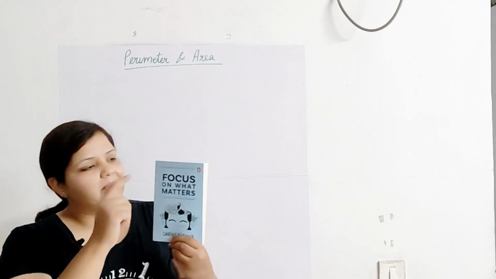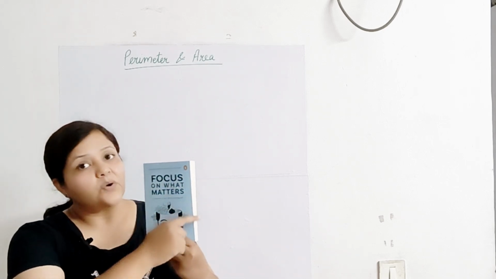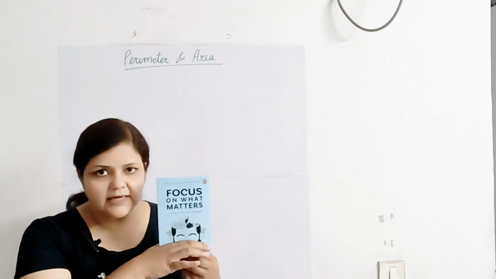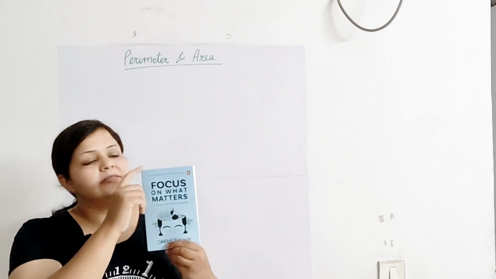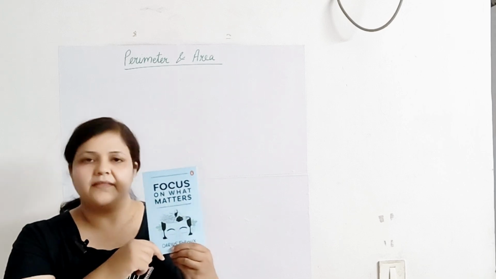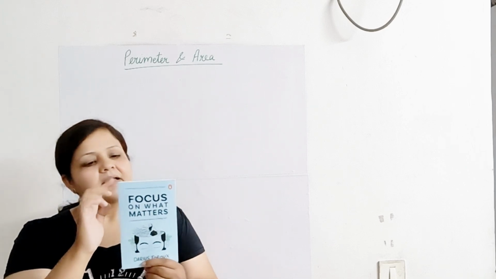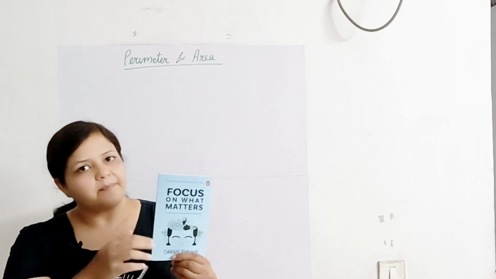If I take ribbon and start pasting only at the edges of the book, I am not covering it completely. I am only concerned about the boundary. That is called perimeter. So perimeter means the distance around a shape.